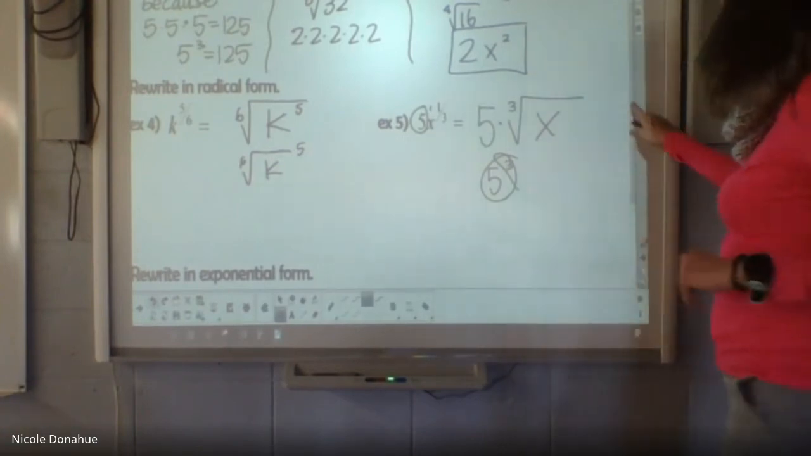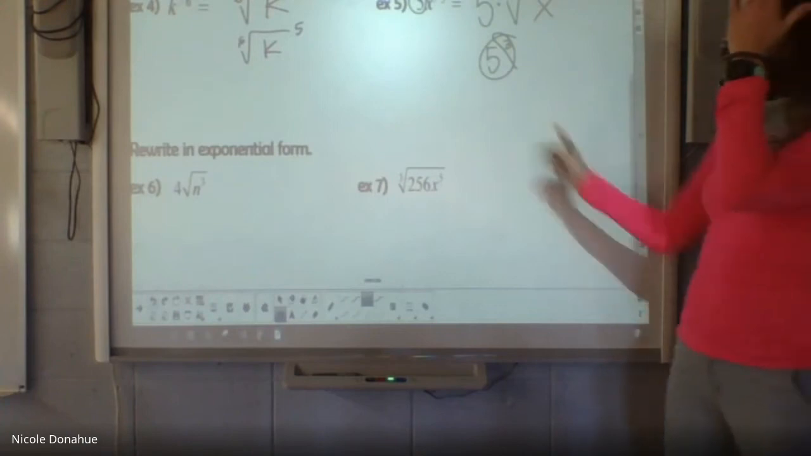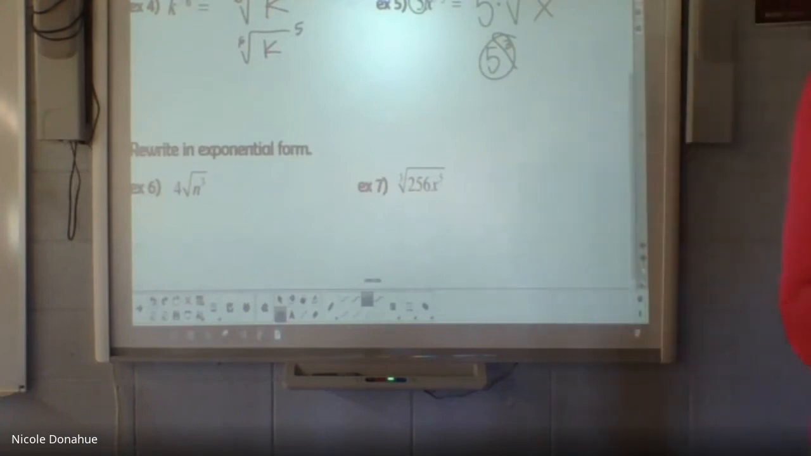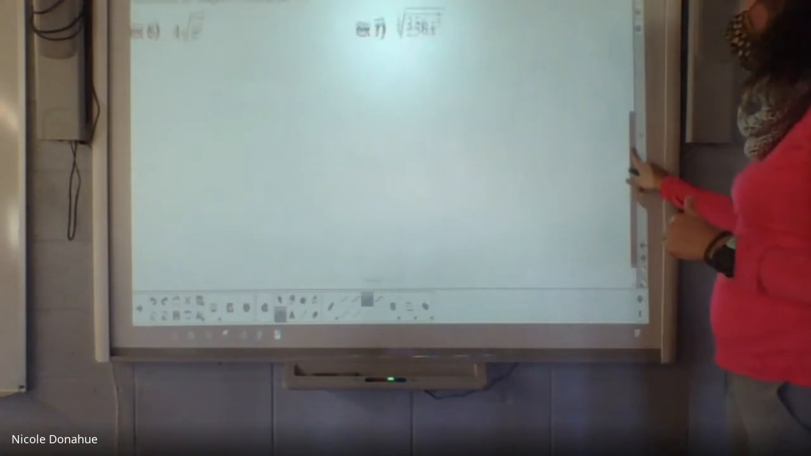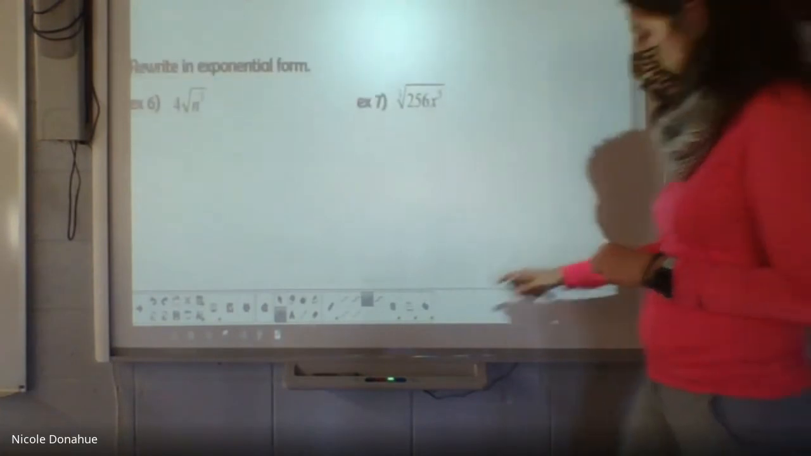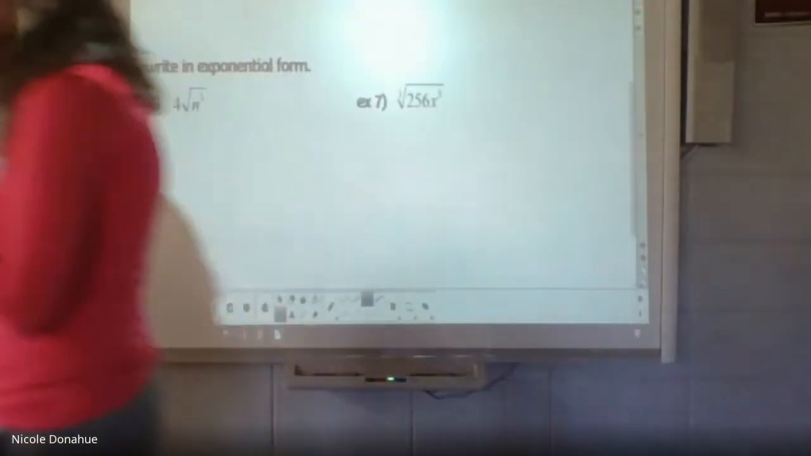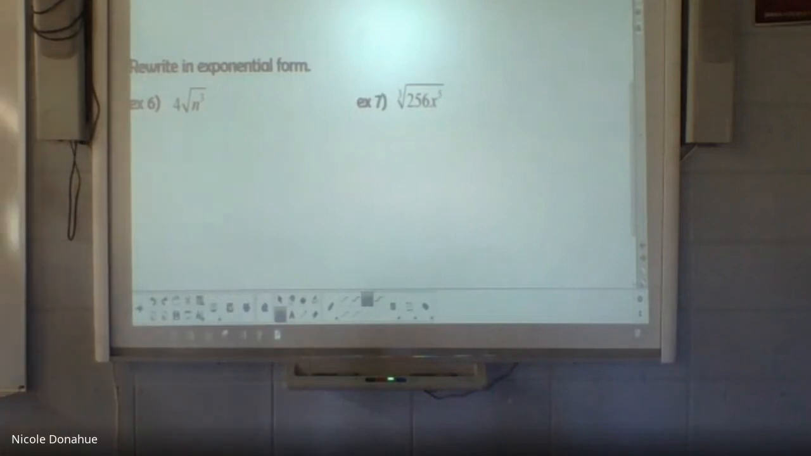All right, and let's switch it to rewriting in exponential form, so the other way. So now these are written as radicals. We want to write them in exponential form instead. And I want to rewrite it with an exponent. And then we'll take a little notes break here. If you guys can rewrite this in exponential form.